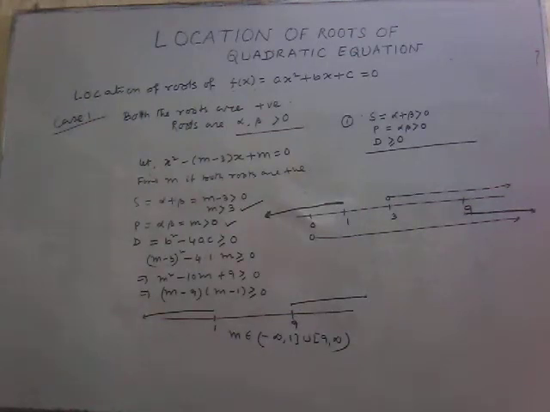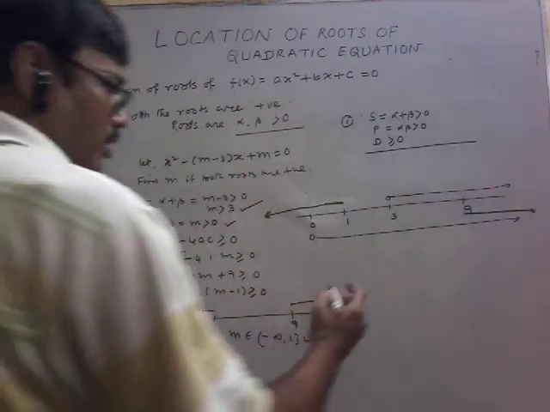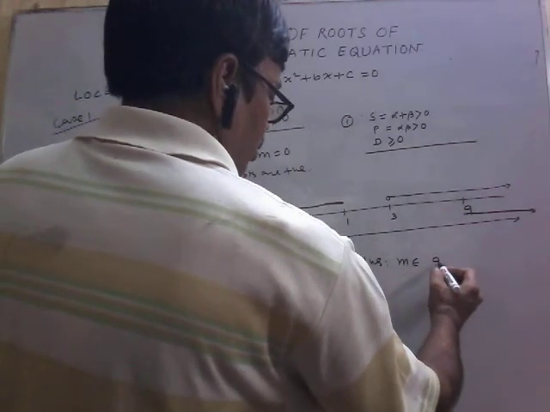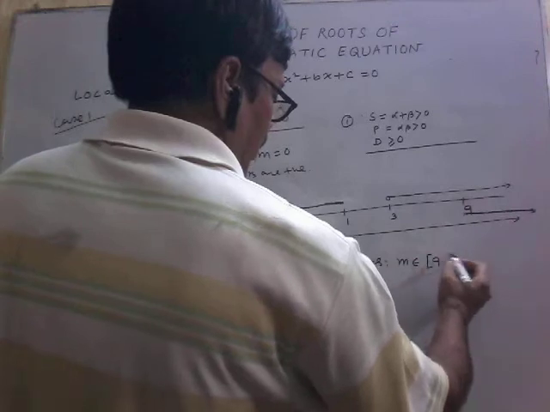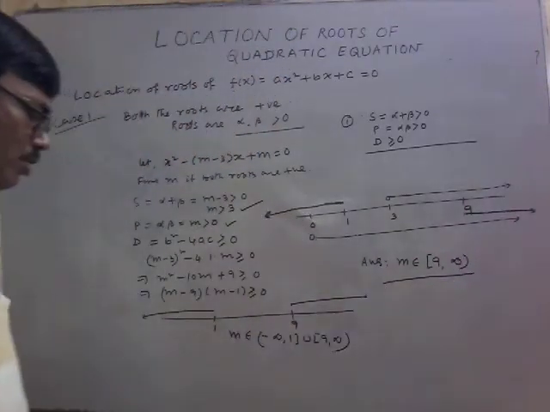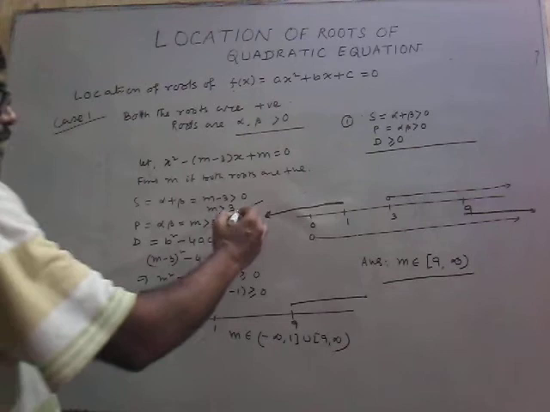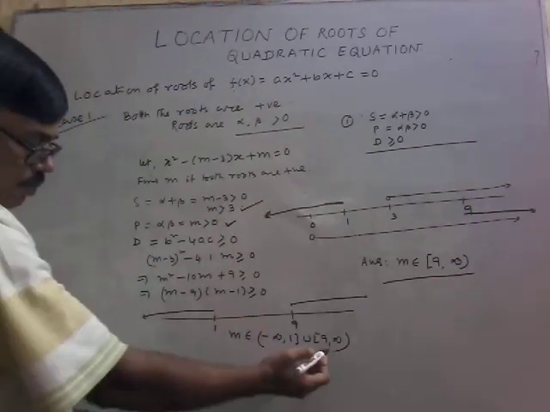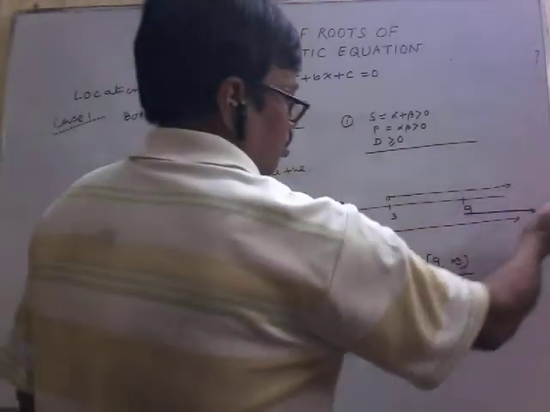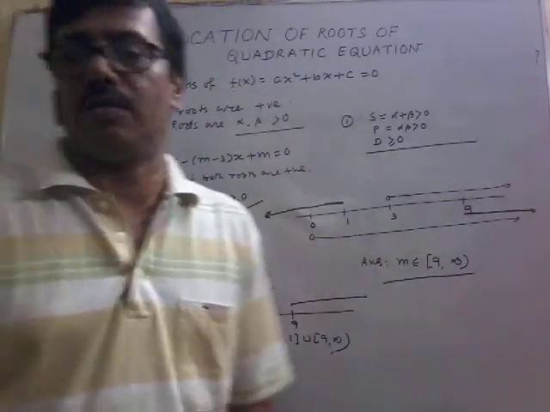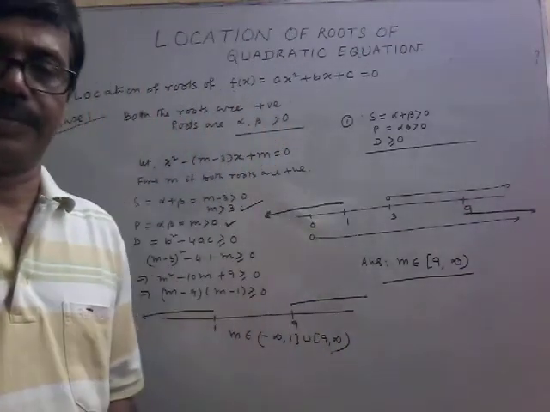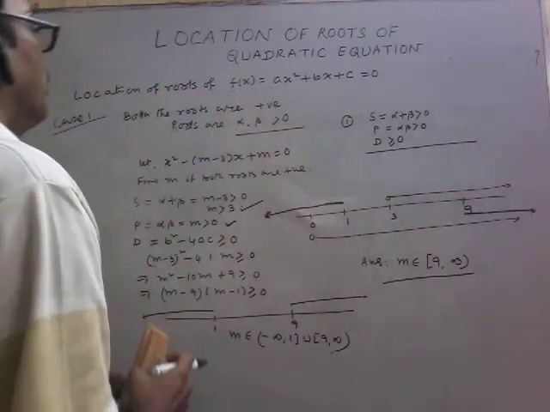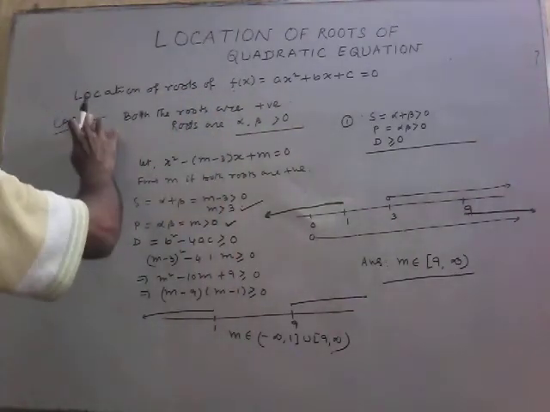So what is our problem? Find m. So what is the answer? m belongs to 9 comma infinity. So first part m greater than 0. Second part m greater than 0. Third part is this one. So 9 to infinity. This is our common part. So roots are positive. Case 2.